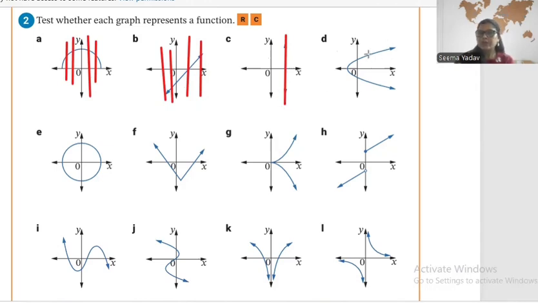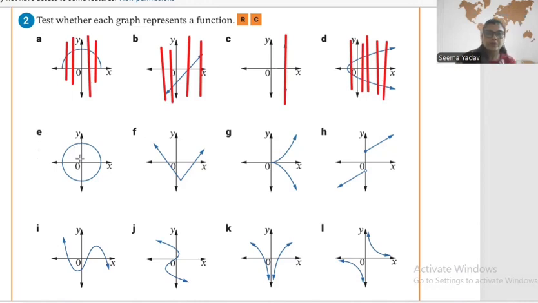Now for this next graph, let's draw a vertical line on it. We can see the vertical line cuts this graph twice. Any vertical line will cut this graph twice, so it means this graph doesn't represent a function.